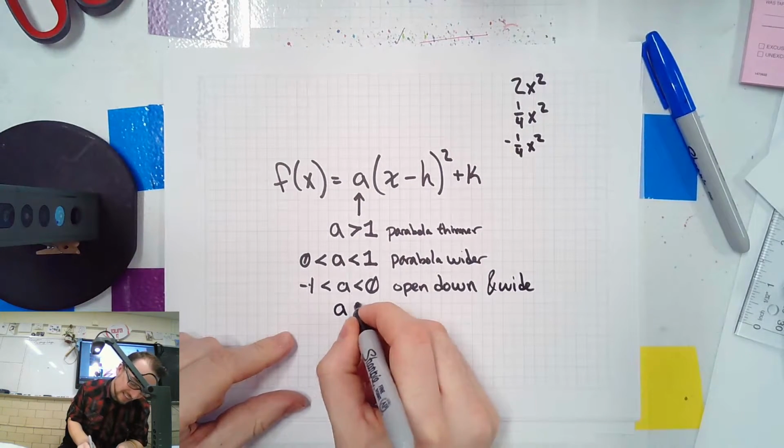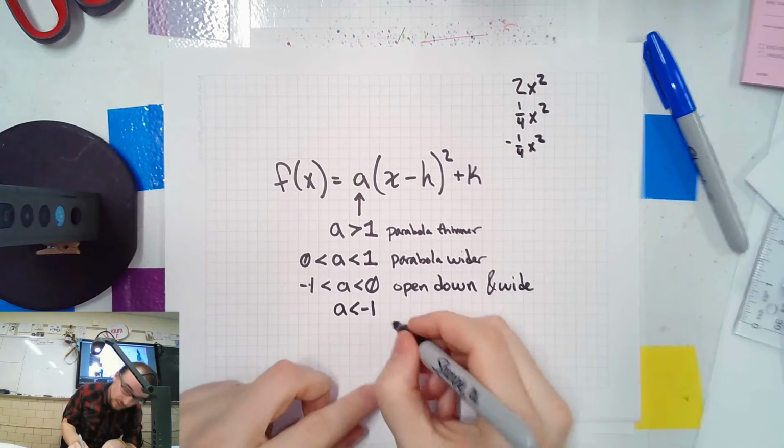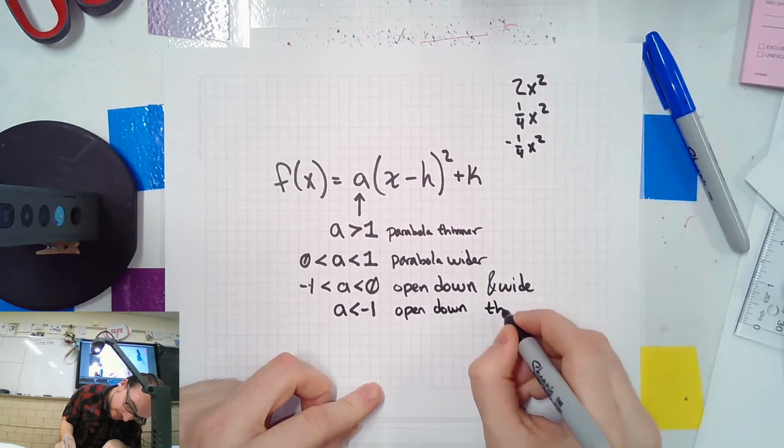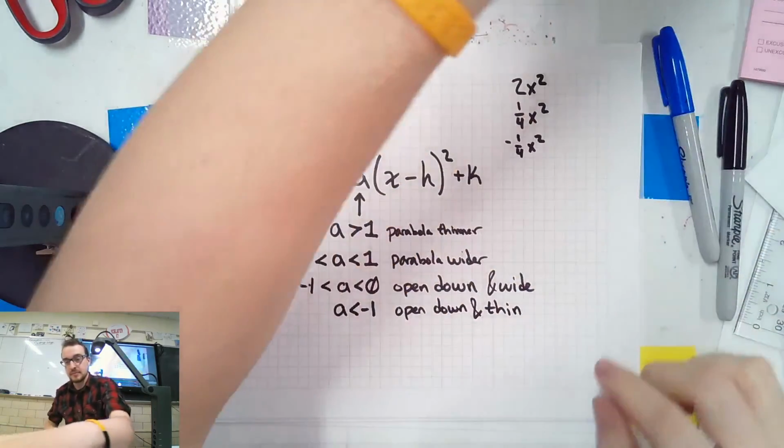If a is less than -1, that's numbers like -2, -3, -4, -5, right? That's going to be quick increase, but it's negative, so it's going to open which way? Down, right? So it's open down and thin. Cool? So that's what A does. Let's talk about H.